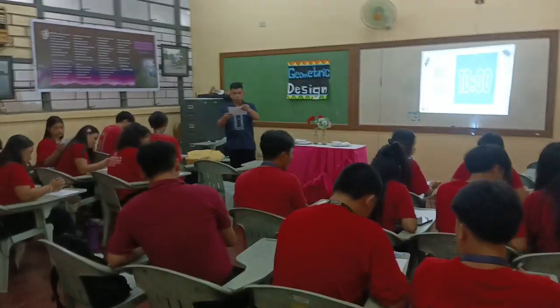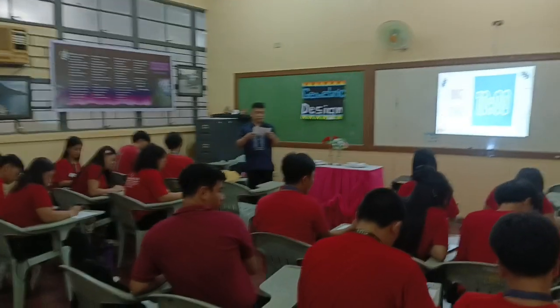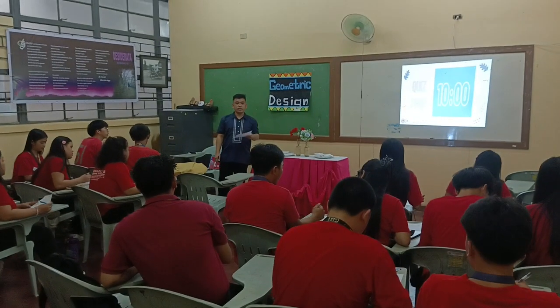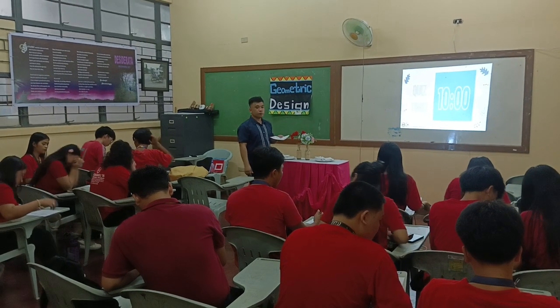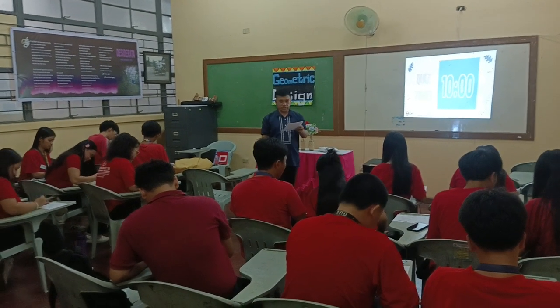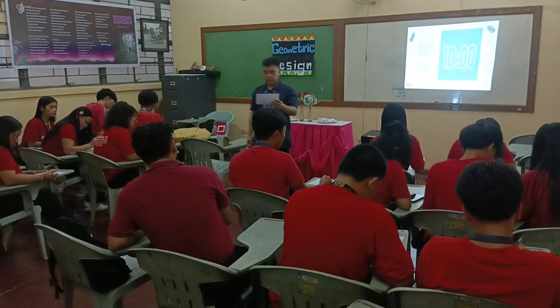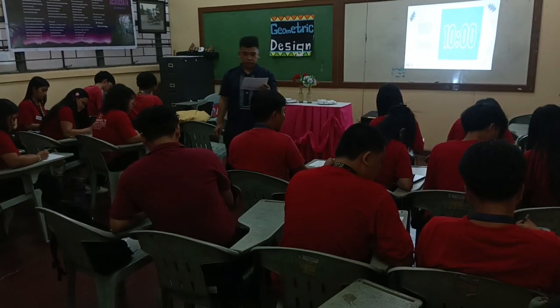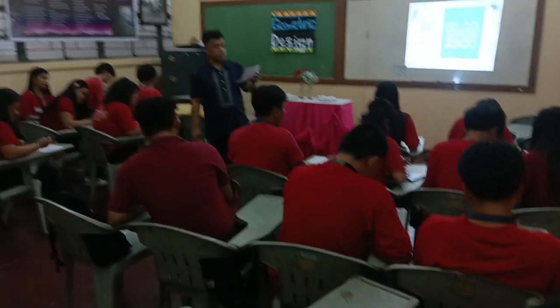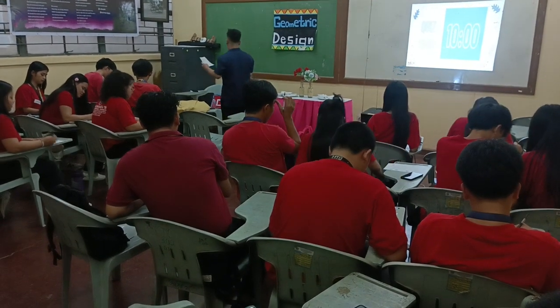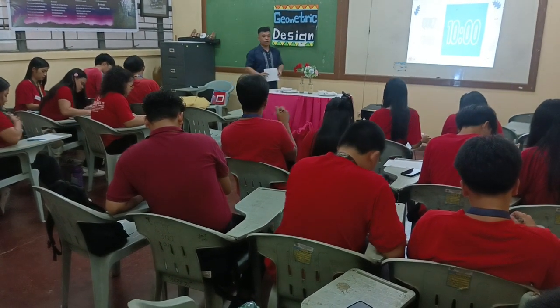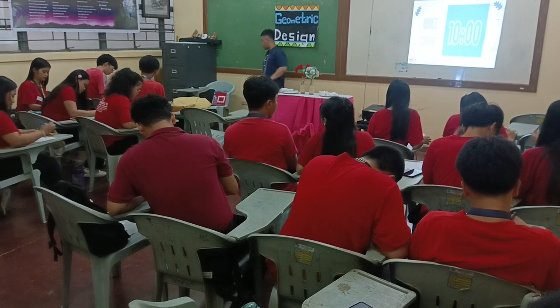Okay, for test 2, number 1 is A. This is symmetrical. Number 2, S. Number 3, A. Number 4, symmetrical. Very good. And number 5, symmetrical. Okay. And put the scores. Who got the highest scores?